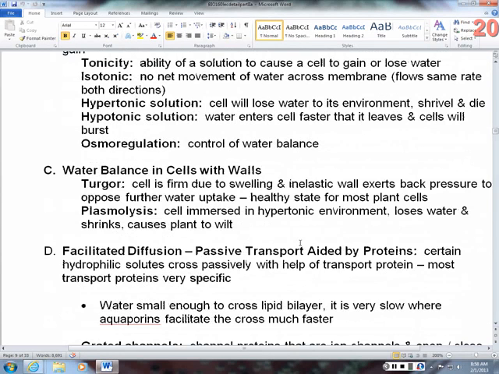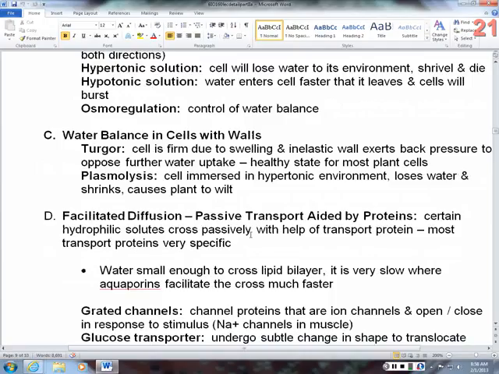In cells that do have cell walls, turgor is the cell firmness due to swelling and the inelastic walls exerting pressure back on each other. So it's a healthy state for most plants to be in. They want to have enough water in them that it's putting pressure against the cell wall, and when it doesn't, it kind of contracts in. So when you look at when plants start to wilt, they've lost the turgor in there, you have plasmolysis in there. So if it's put in a hypertonic environment in there where it's, say you were to put it in salt water in there, it's going to lose water, the plant's going to shrink down and wilt in there.